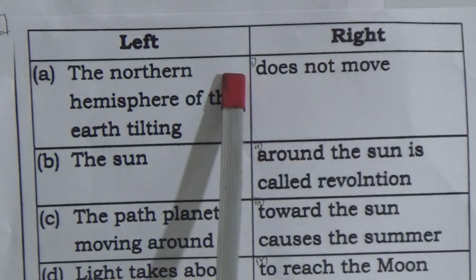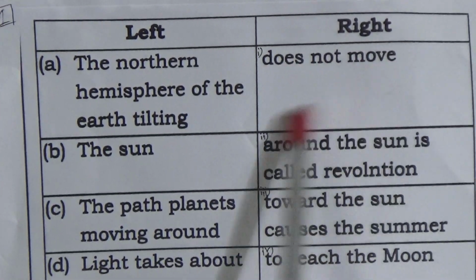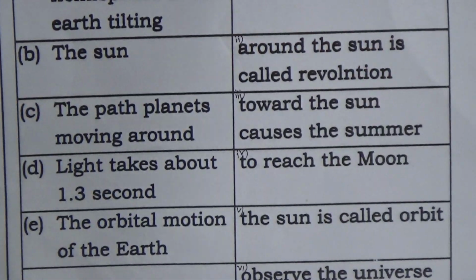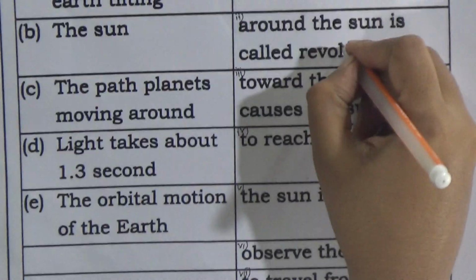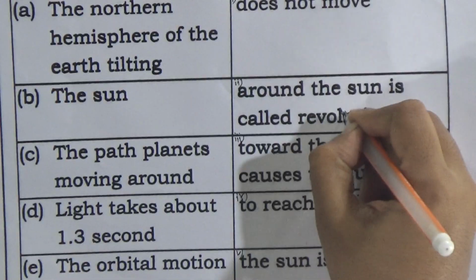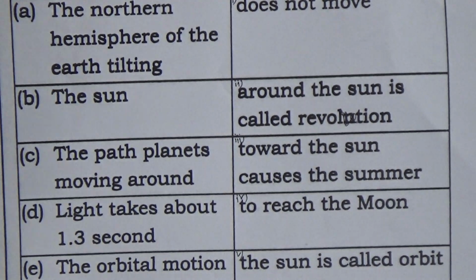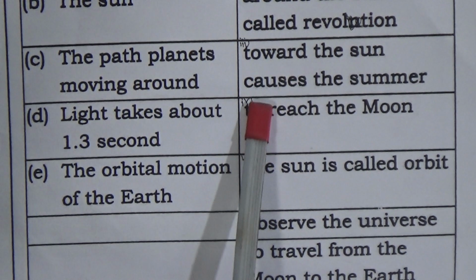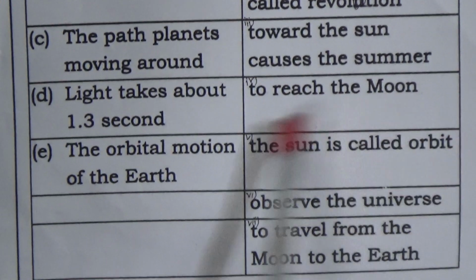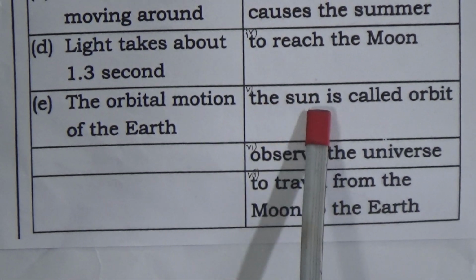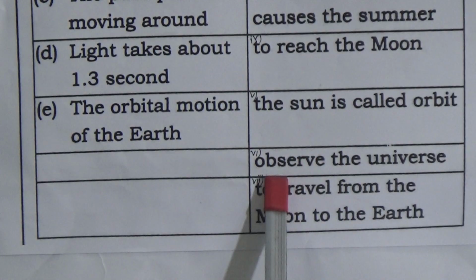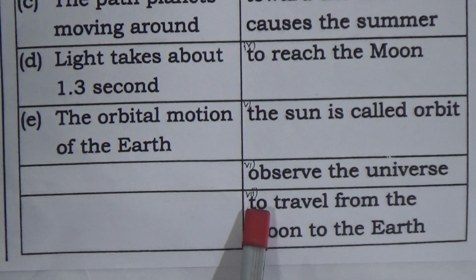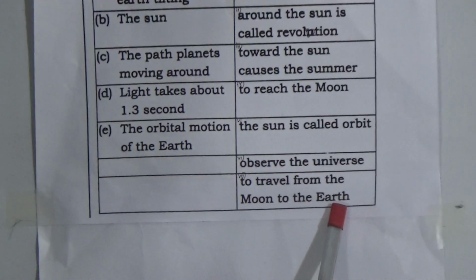And here in the right side, number 1 is does not move. Number 2 is around the sun is called revolution, that will be U, dear student, that will be U, revolution. Then number 3, towards the sun causes the summer. Number 4, to raise the moon. Number 5, the sun is called orbit. Number 6, observe the universe. And number 7, to travel from the moon to the earth.